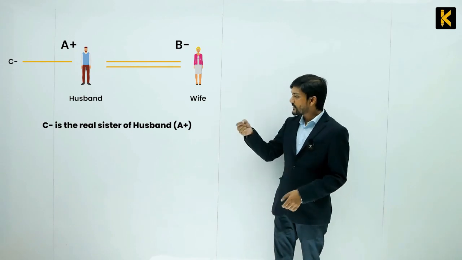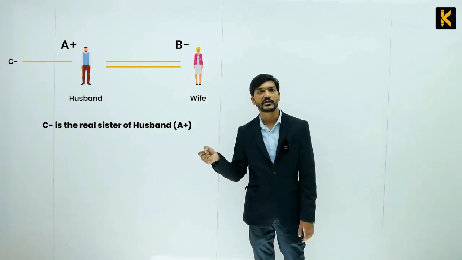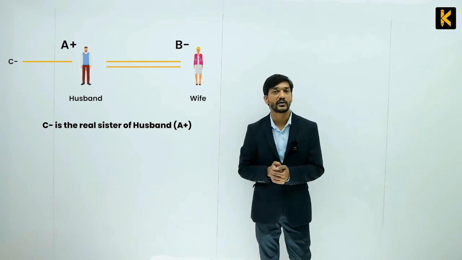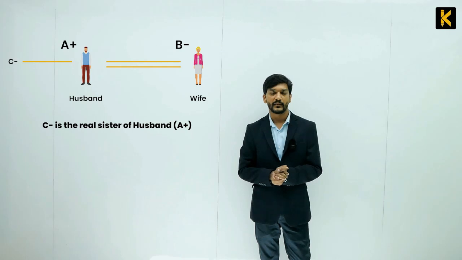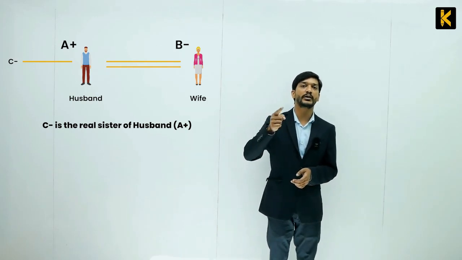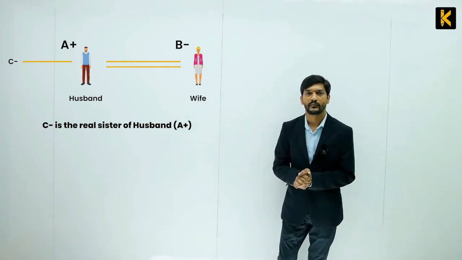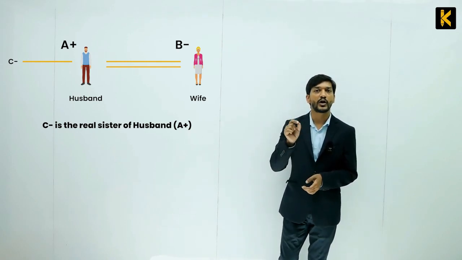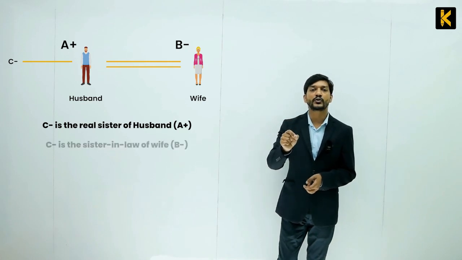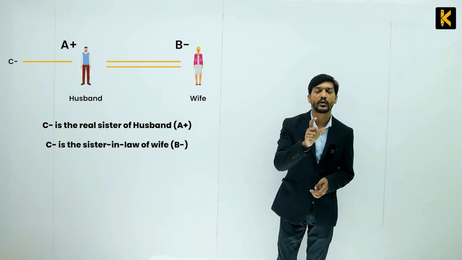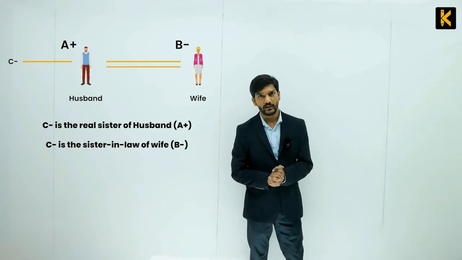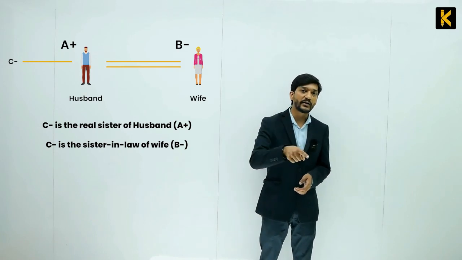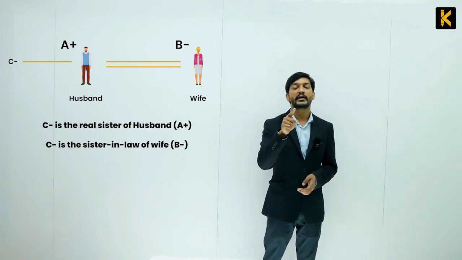So if C is the real sister of husband, I repeat, if C is the real sister of husband, then C will be what to the wife? C will be the sister of wife as well. But not just sister, it should be sister-in-law. Okay? So for husband, it is real sister. So for the wife, it will be sister, but in-law.